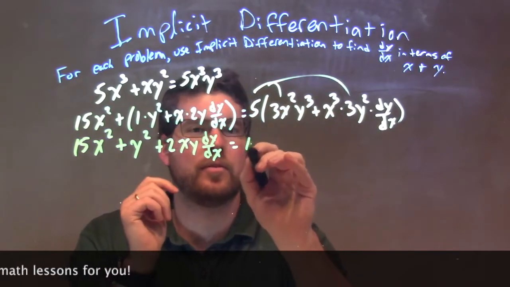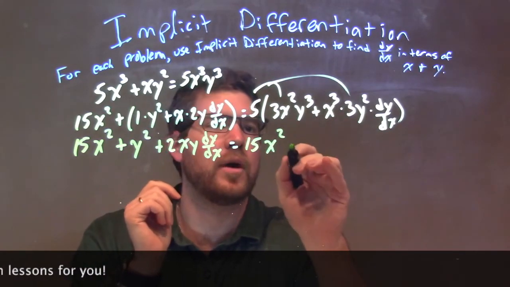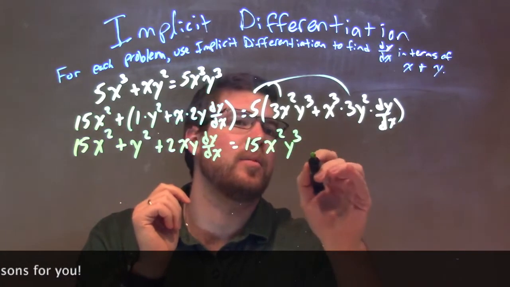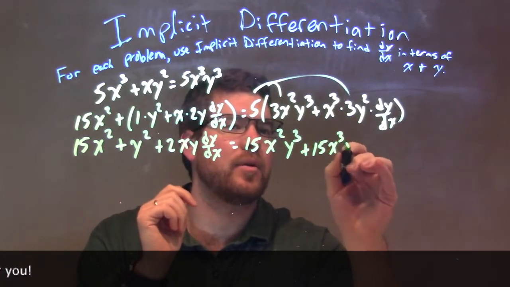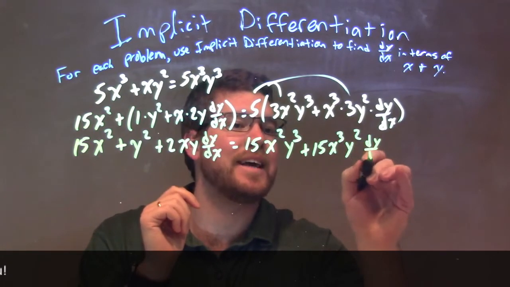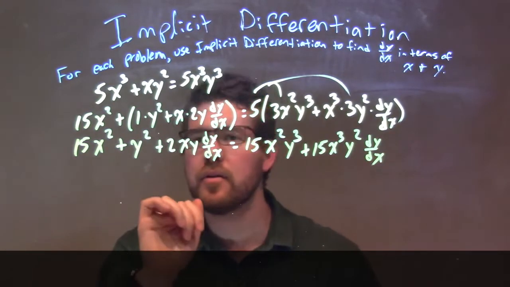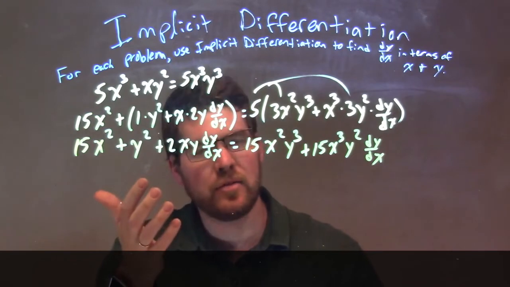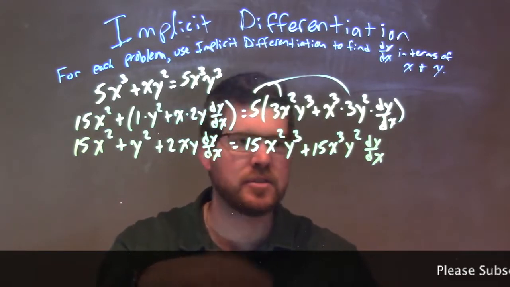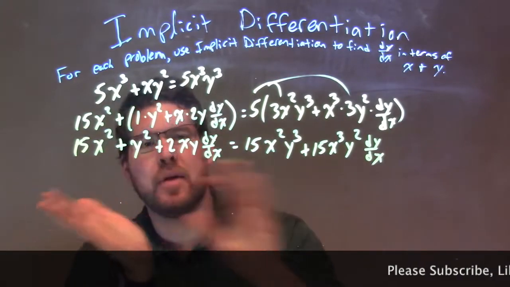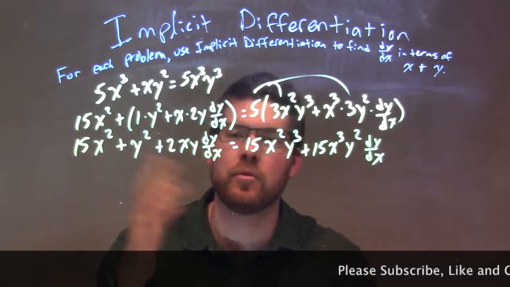5 times 3 is 15, so we have 15x squared y to the third plus, well, 5 times 3 is 15, 15x to the third y squared dy dx. So what I'm going to do is bring all my dy dx's to one side and all my other stuff to the other side. So let's put dy dx's to the left, everything else that's not attached to dy dx to the right.